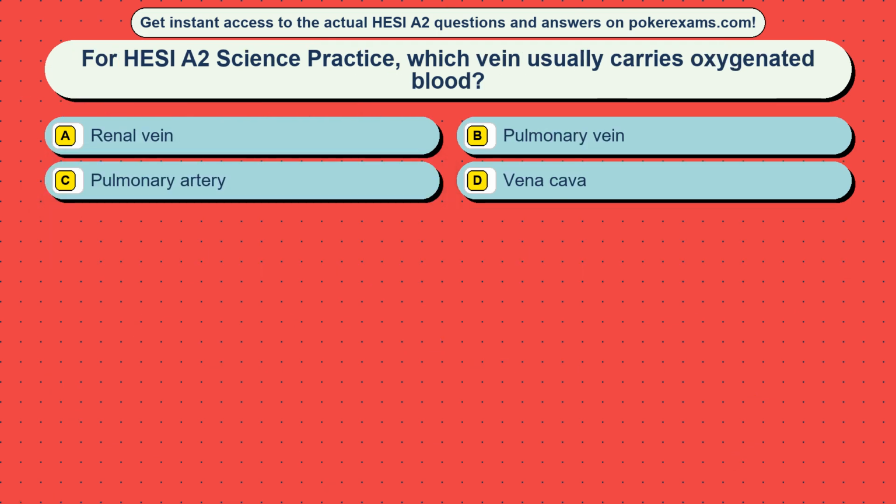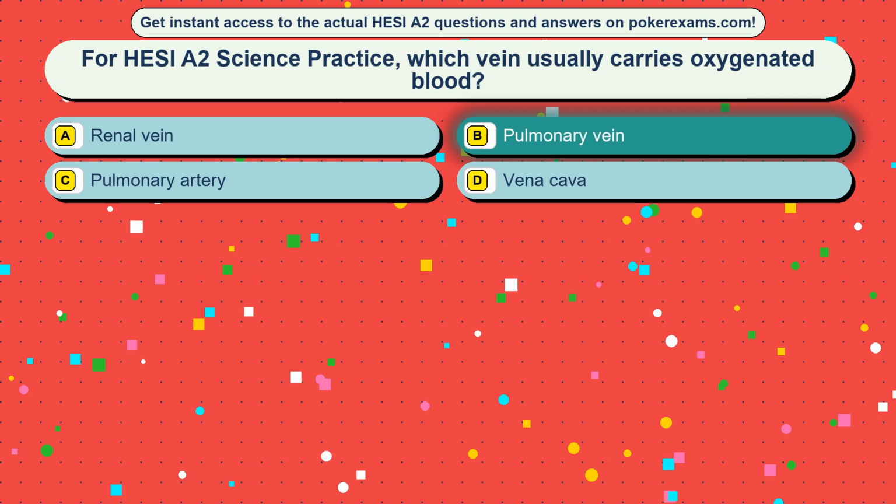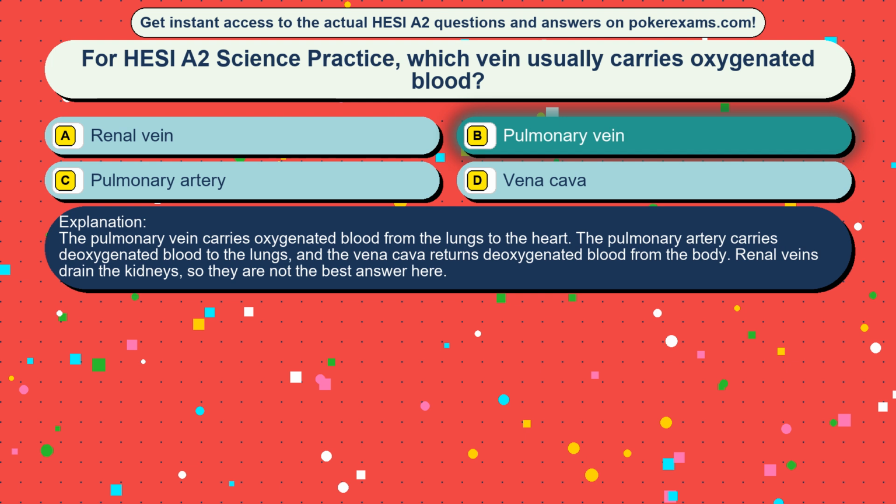Question 32. For HESI A2 Science Practice, which vein usually carries oxygenated blood? Option A, renal vein. Option B, pulmonary vein. Option C, pulmonary artery. Option D, vena cava. The correct answer is option B, pulmonary vein. The pulmonary vein carries oxygenated blood from the lungs to the heart. The pulmonary artery carries deoxygenated blood to the lungs, and the vena cava returns deoxygenated blood from the body. Renal veins drain the kidneys, so they are not the best answer here.